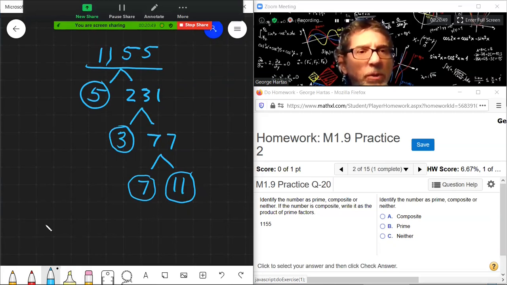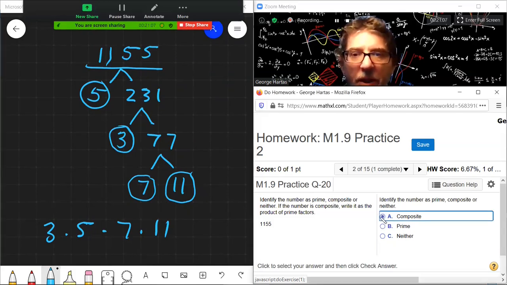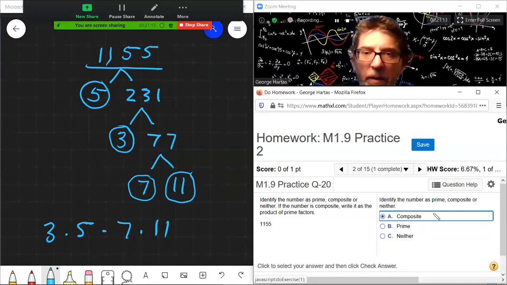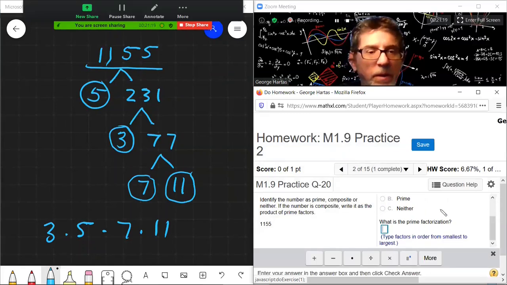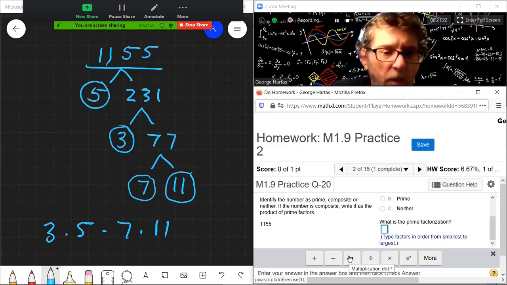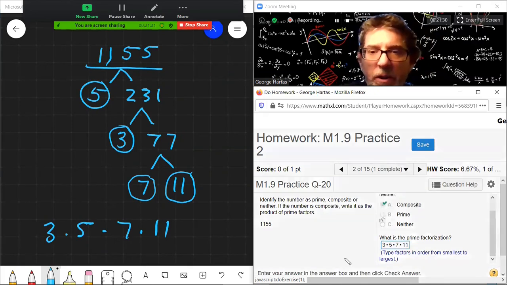So let's start with the smallest number. 3 times 5 times 7 times 11 is the prime factorization of 1155. So first, let's answer the question. Yes, it's composite because we can break it down. See that? We got other factors besides 1 times 1155. What is the prime factorization? 3 dot 5 dot 7 dot 11. That's what it is.